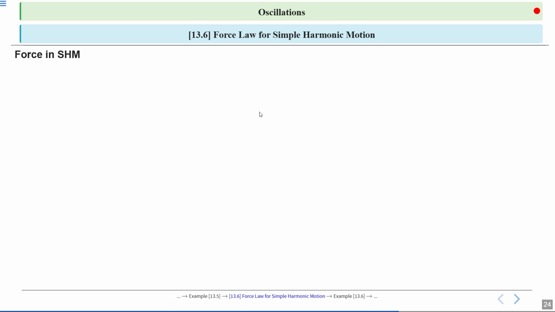13.6 Force law for simple harmonic motion. Now we are starting our discussion on the force involved in simple harmonic motion, or SHM. This is a type of periodic motion where the restoring force is always directed towards the mean position, and its magnitude is proportional to the displacement from that position. Let's see how Newton's law helps us understand the force in SHM.